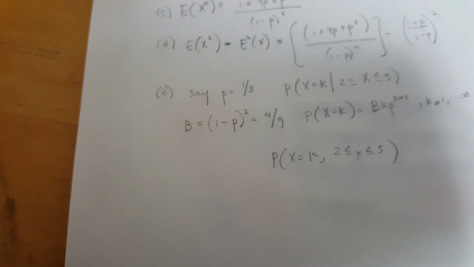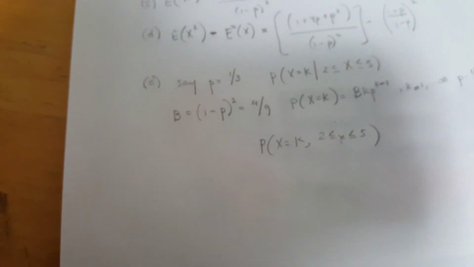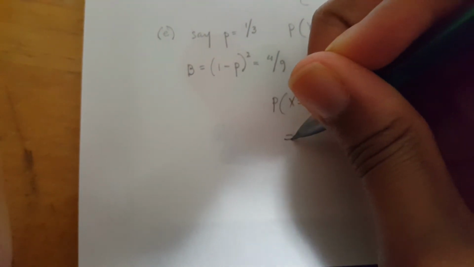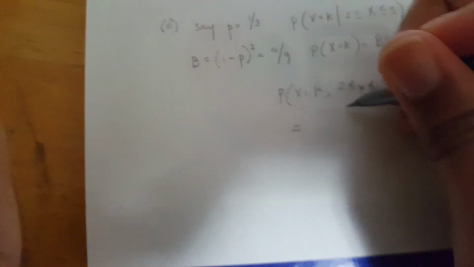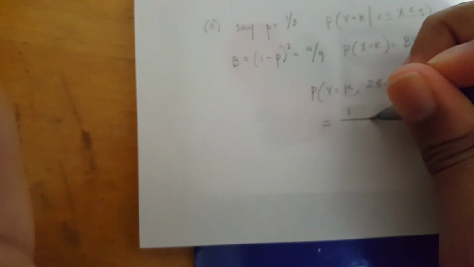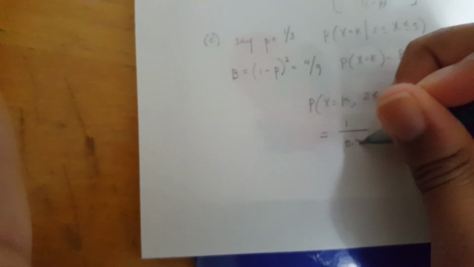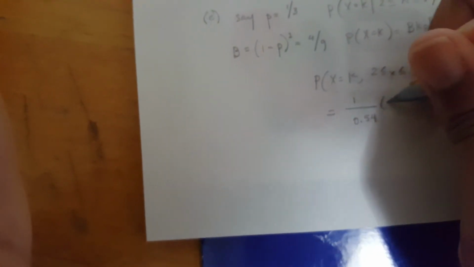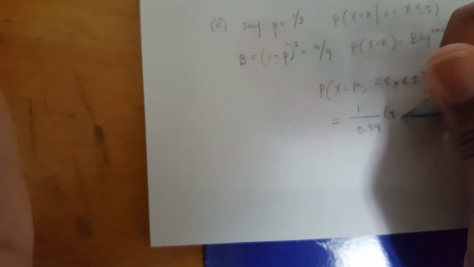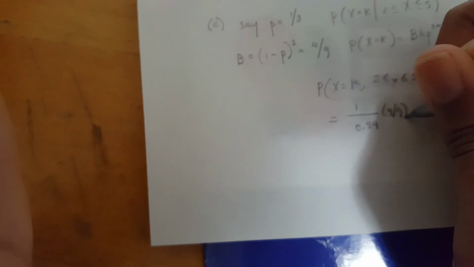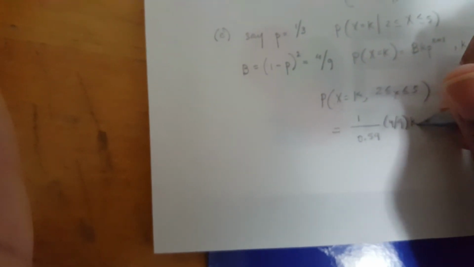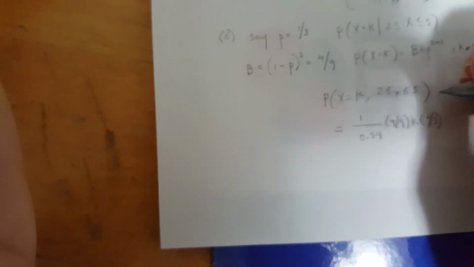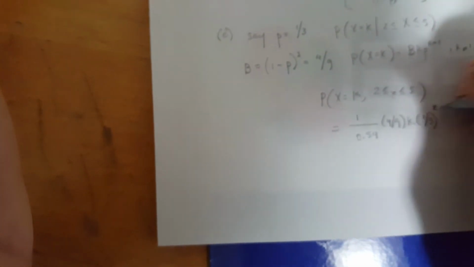And then this comes out to, this I can write down, 1 over 0.54 times 4 over 9 times k times 1/3 to the k minus 1.